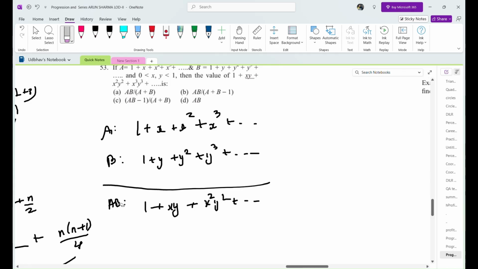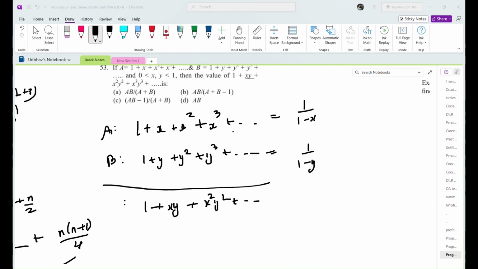It won't be a into b directly because this is the sum. We don't know the value of a and b. We have to find it. And as this is the sum of an infinite GP, this will be equal to a upon 1 minus r. A is 1 and r is x, so a upon 1 minus r, and this will equal a upon 1 minus r.